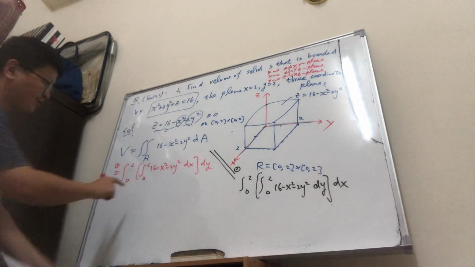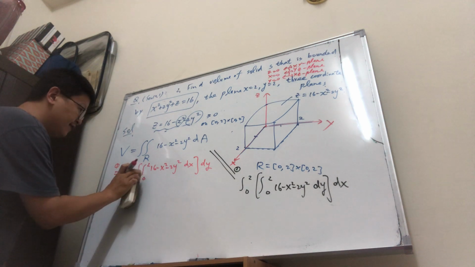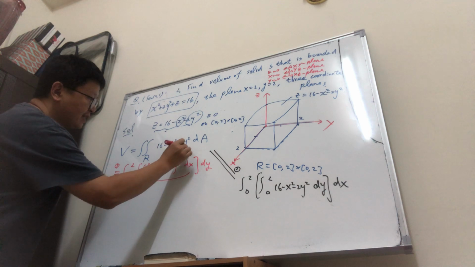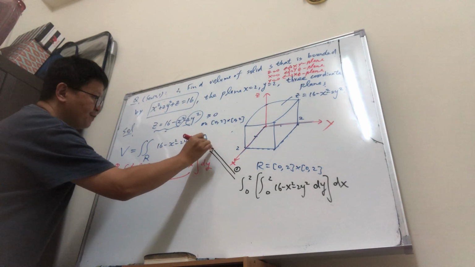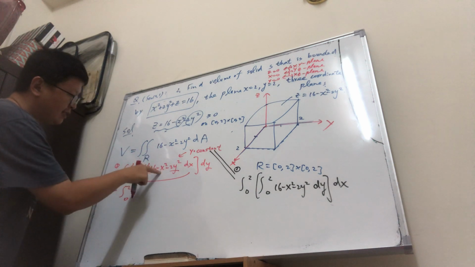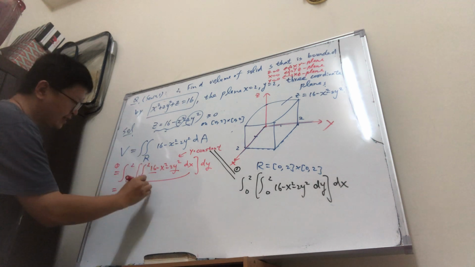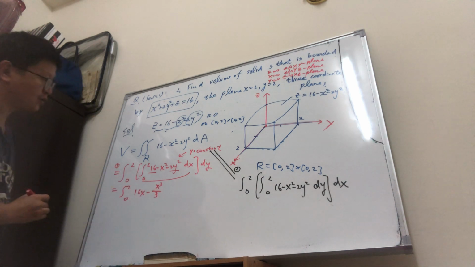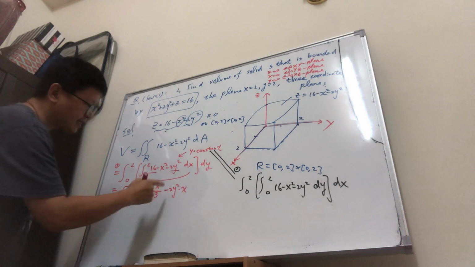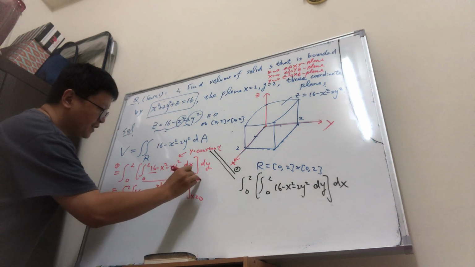Okay, so now let's see the first one. If you integrate by x firstly, it means that we will view y as constant. So the integral of 16 is 16x. Subtract x squared, its integral is x cubed, but we should divide by 3. And 2y squared is constant, so its integral is just the constant times x. And x goes from 0 to 2, dy.